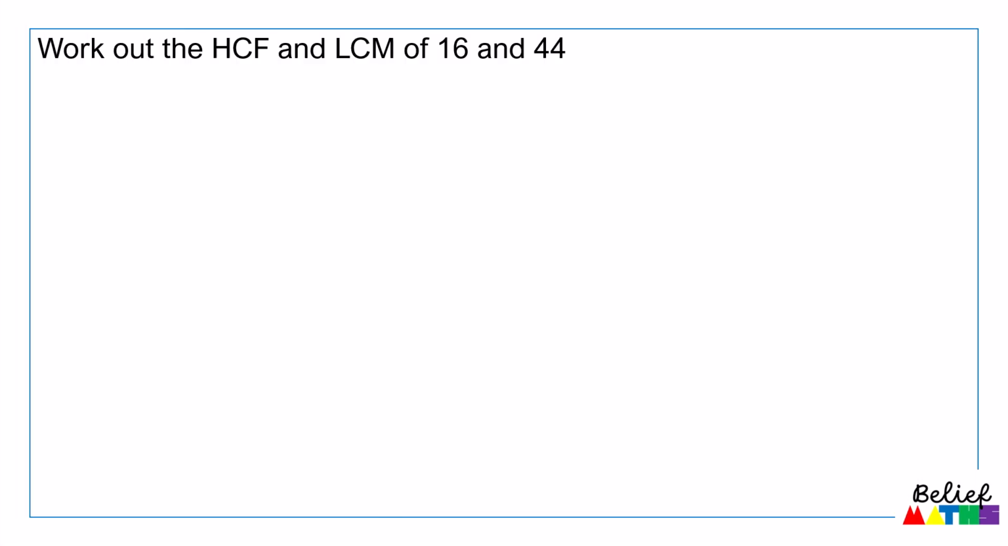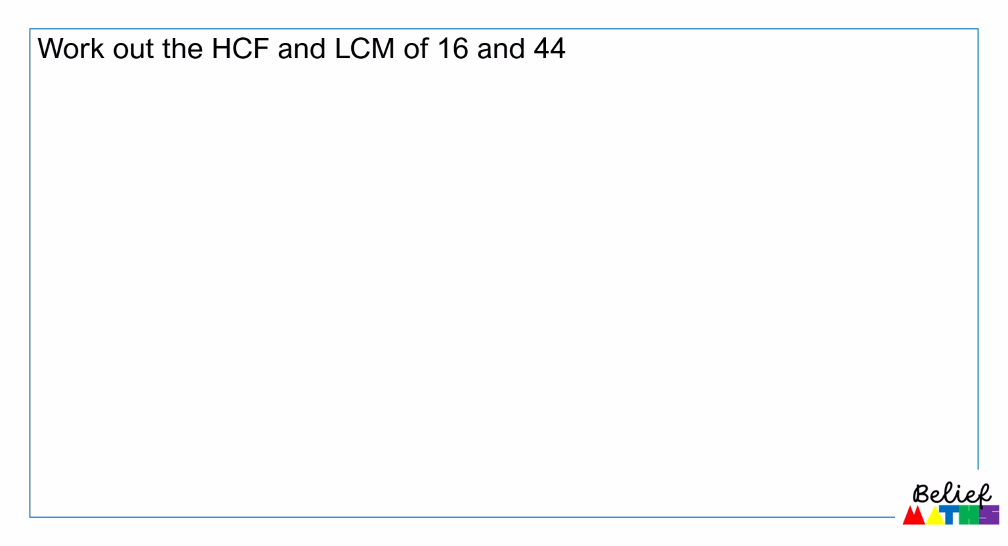Now this question asks us to work out the highest common factor and lowest common multiple of 16 and 44. You may have seen different ways of doing this before, for example, listing all the factors of 16, listing all the factors of 44, and then finding the biggest one, or listing all the multiples of 16 and all the multiples of 44, and then finding the smallest one that matches on both lists. Here's an alternative method for you.